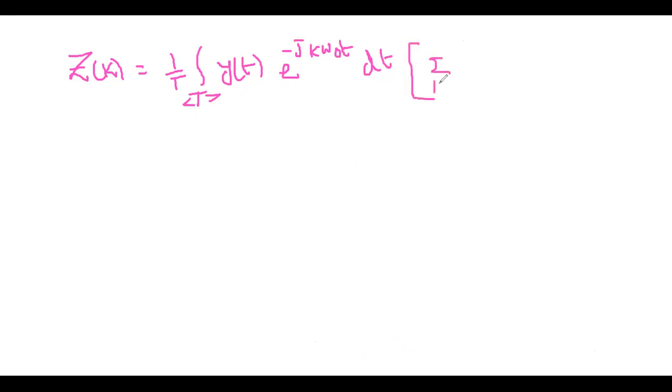Sum of k equal to minus infinity, x of k, e power plus jk omega naught t, omega naught t.